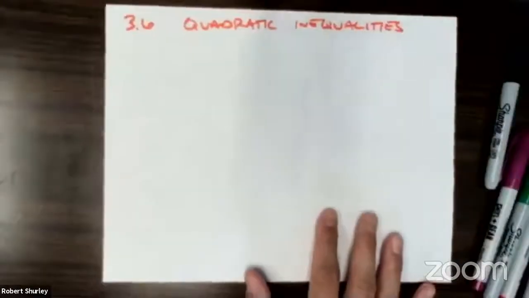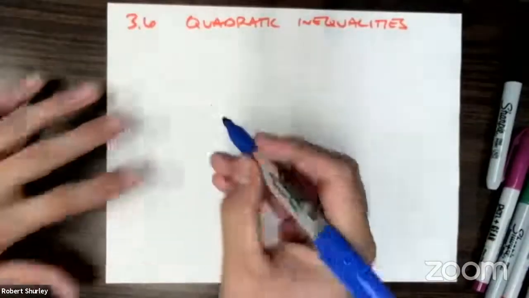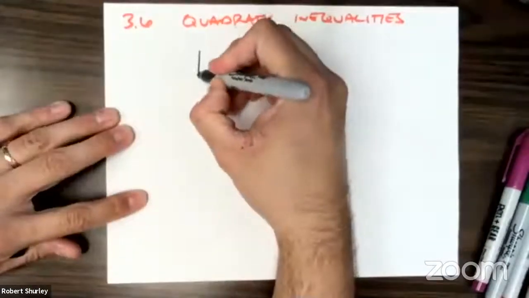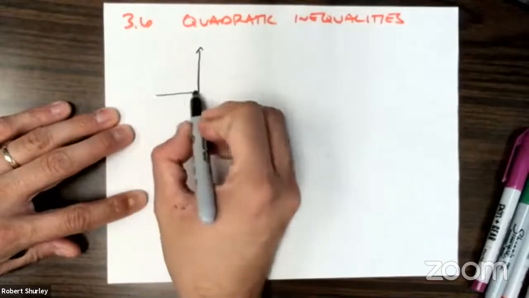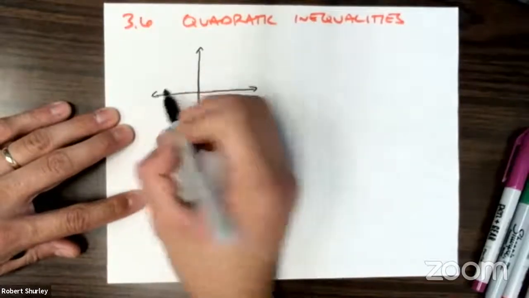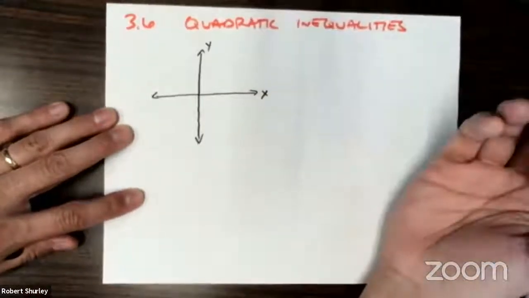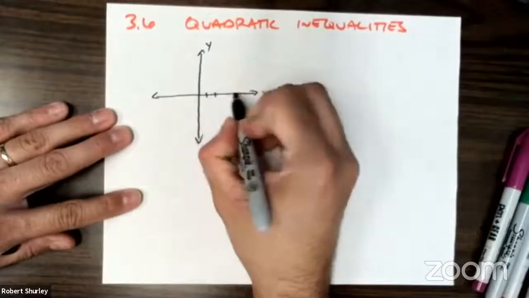So let me move back to my document camera. Okay, so I'm going to start by drawing one of these before we actually solve them in this section. So let's say we had a nice quadratic. Now remember, quadratics were either smiling or frowning. They could cross the x-axis. They could not cross the x-axis. We're going to start with one that does.